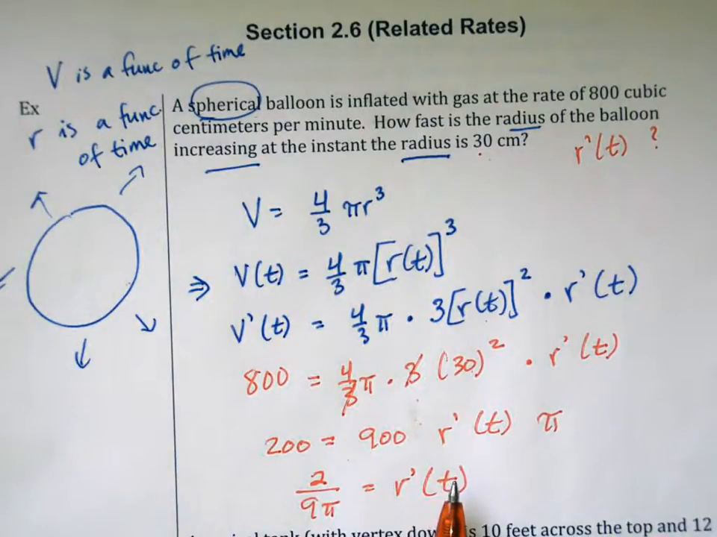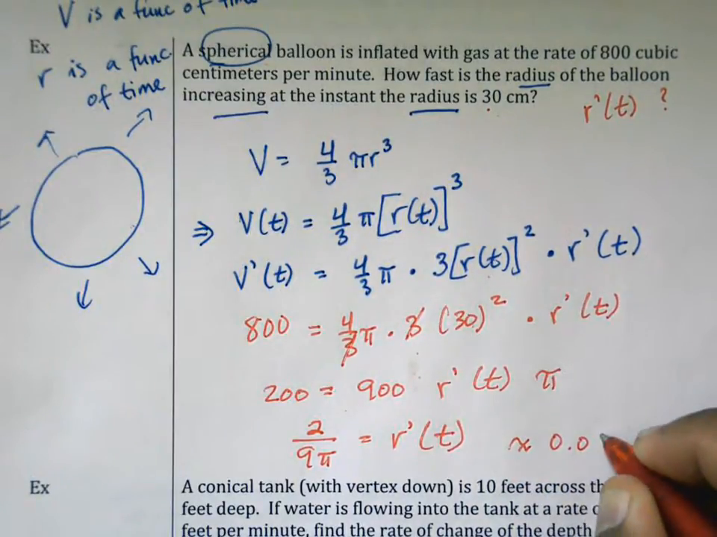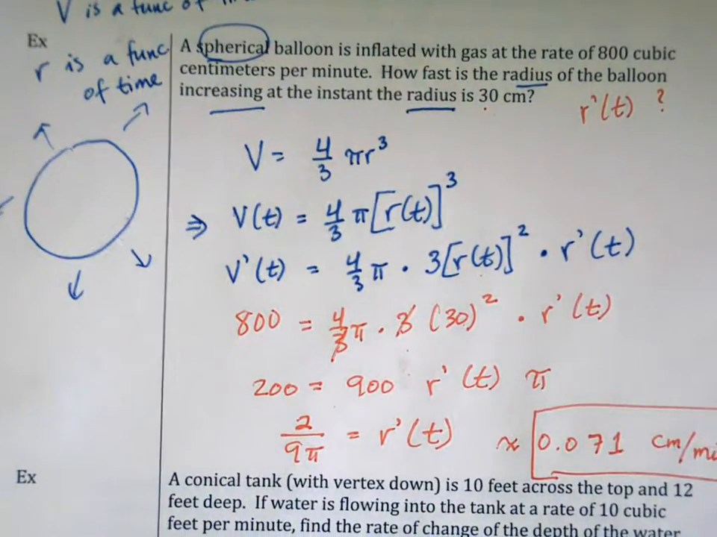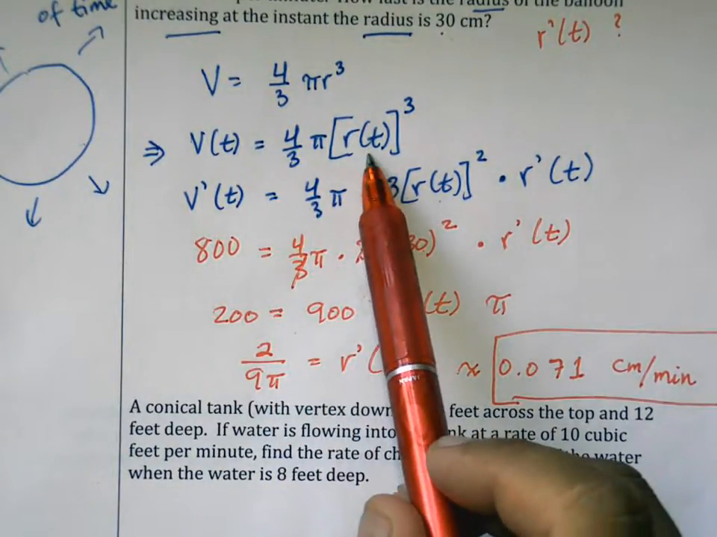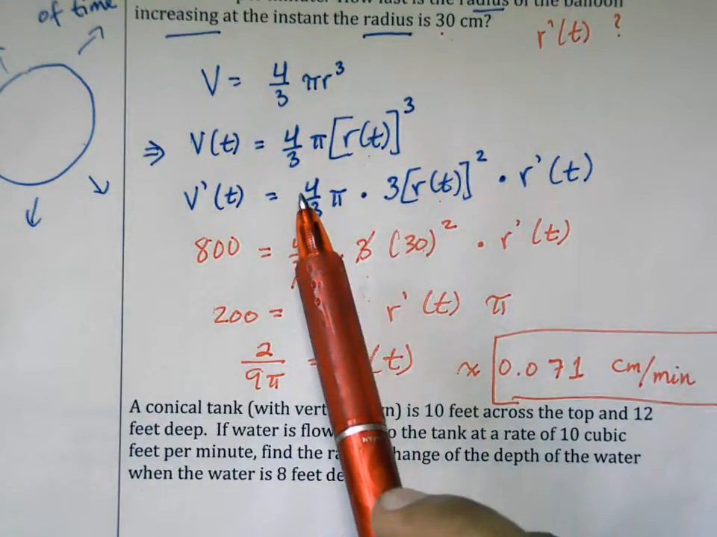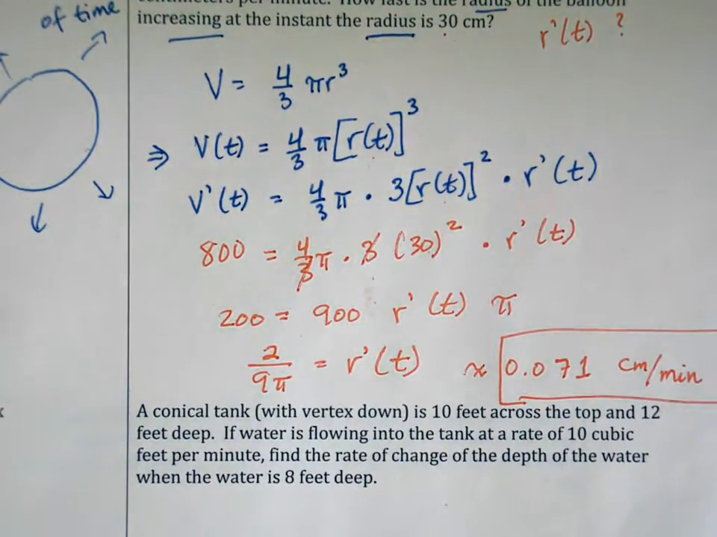Let's get a decimal approximation of that. So that's about 0.071 centimeters per minute. Okay. So there you have it. A basic problem in related rates. The main ideas here are just to think about these variables and how they're changing and what they're changing with respect to. Most cases, they're changing with respect to time, but it's not always like that.